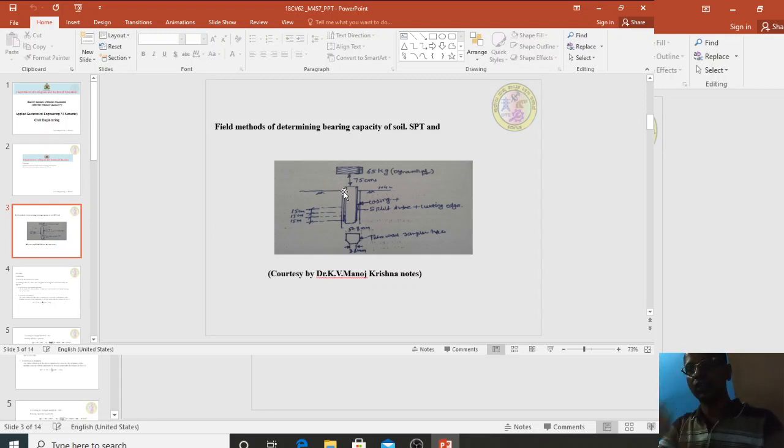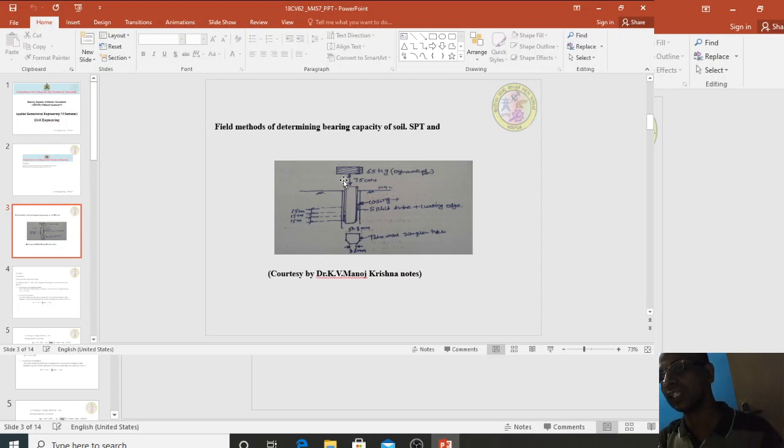On the top of the rod, here, this is your cutting edge, split tube, and this is the extension rod. This is the dropping weight. The height of fall will be adjusted to 75 centimeter. 15 centimeter markings, three in number, will be made with a chalk piece on the top. So this is about the site adjustment.